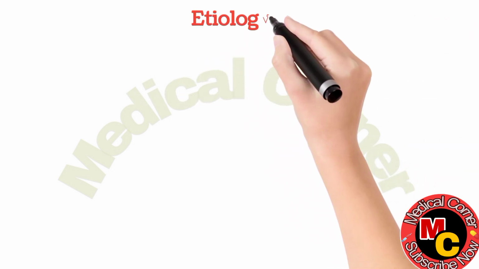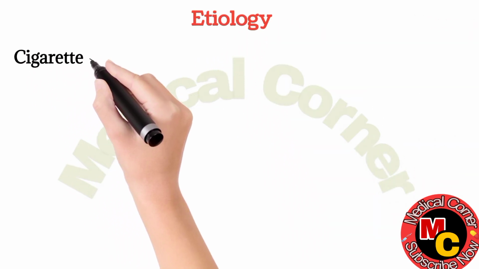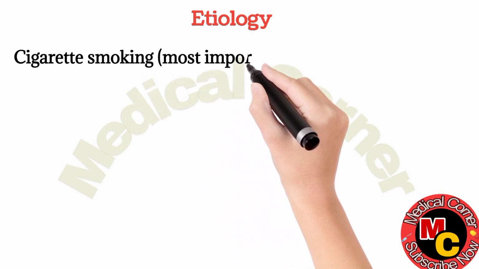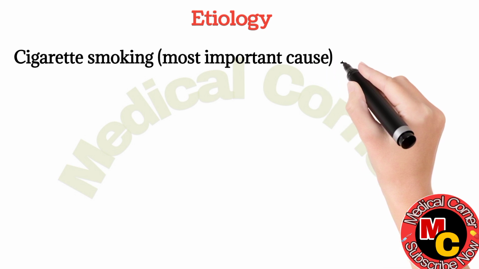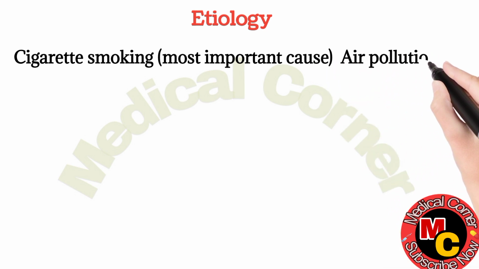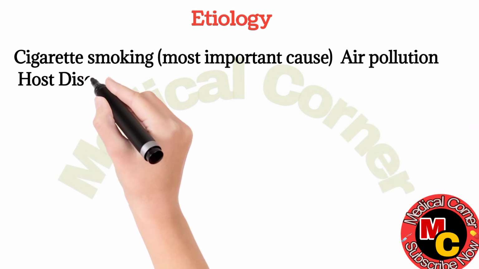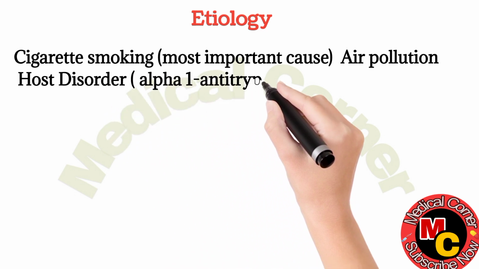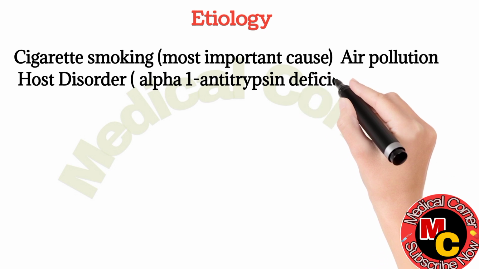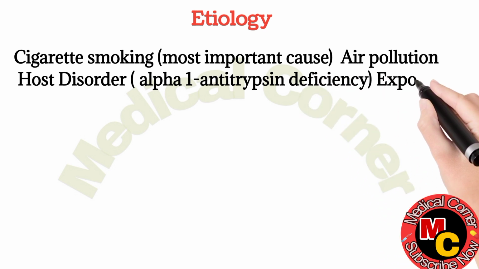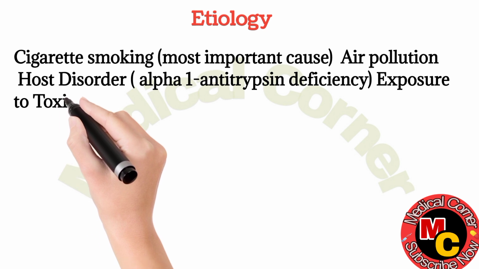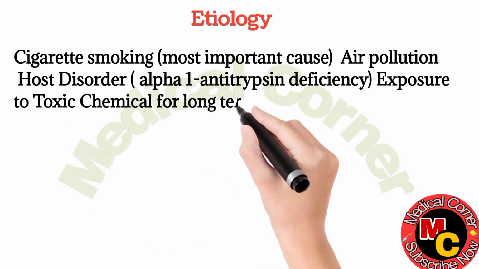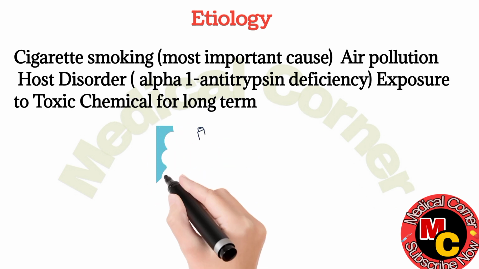Now let's come to etiology. Factors that cause COPD include cigarette smoking, which is the most common and important cause of chronic obstructive pulmonary disease. Secondly, air pollution, then host disorders including alpha-1 antitrypsin deficiency, and long-term exposure to toxic chemicals. All of these are etiological factors which worsen the condition and cause COPD.